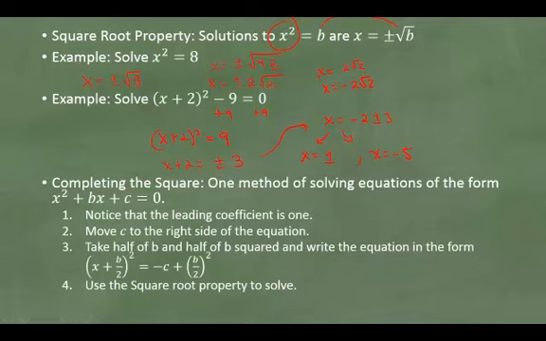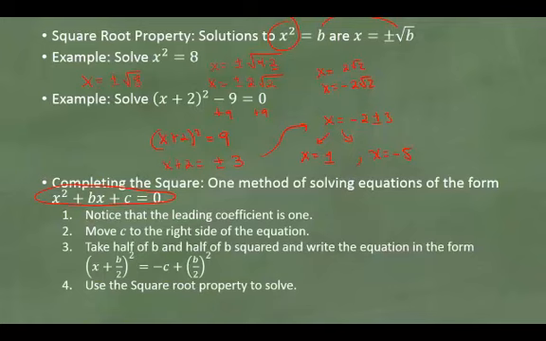Completing the square. This is one method of solving equations of the form x squared plus bx plus c is equal to 0. And we're going to really use it just to try to understand where the quadratic formula comes from. But completing the square is also very useful sometimes.